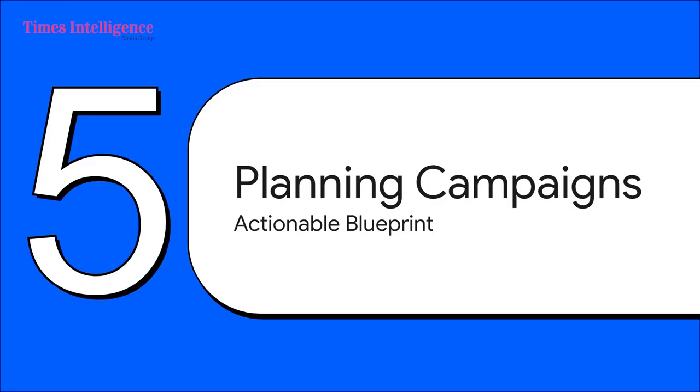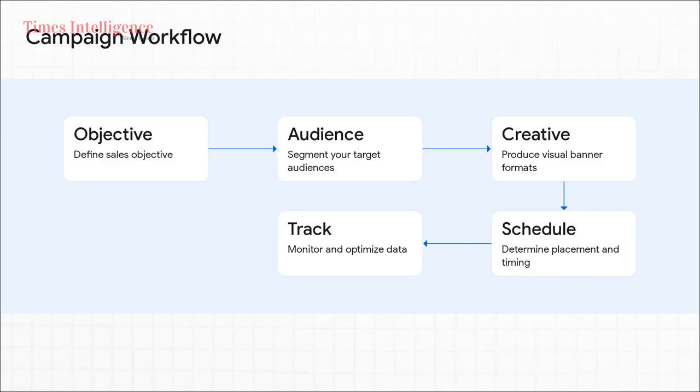Let's pivot now to Section 5, planning your flash campaign, your actionable blueprint. A successful launch isn't just random luck. It's a highly sequential workflow. Step 1. Define your sales objective. Is this about inventory clearance or a seasonal promotion?